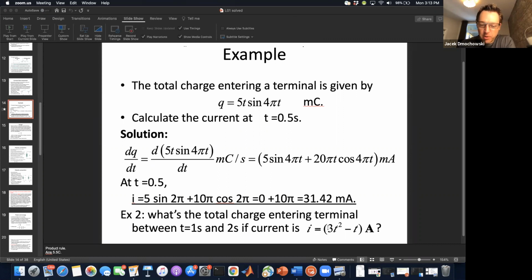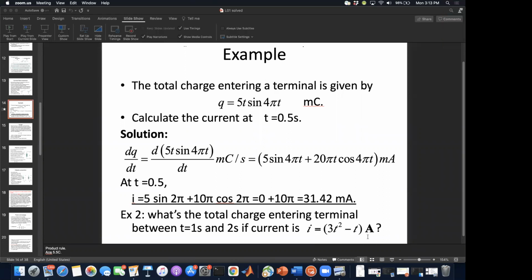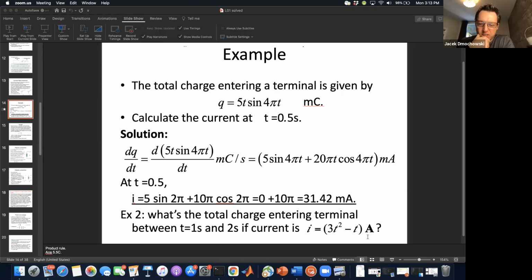So the current is given by 3t squared minus t amperes, and I want to know how much charge entered the terminal between 1 and 2 seconds. What do I have to do to this waveform here? Take the integral. Yes. And who can tell me the integral of 3t squared minus t?